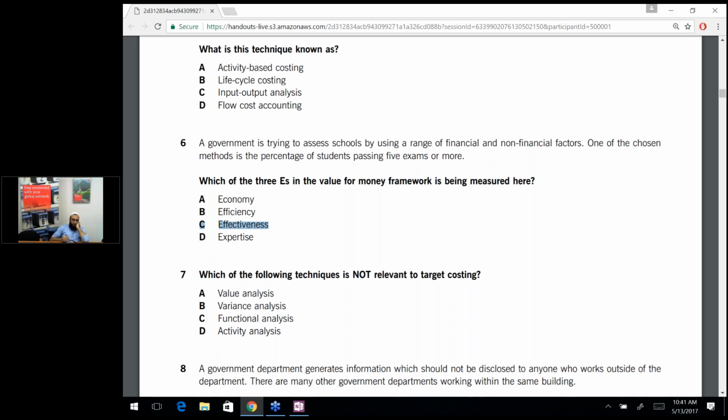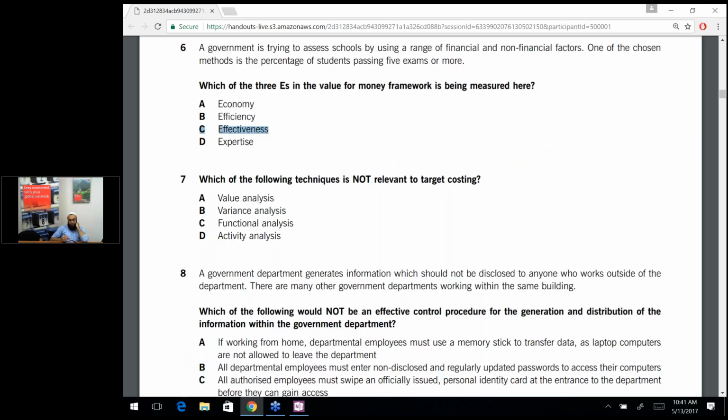MCQ number 7. Which of the following techniques is not relevant to target costing? The answer is simple: variance analysis. Now you will be shocked. Why variance analysis? Variance analysis relates to standard costing. What is the difference between target and standard?